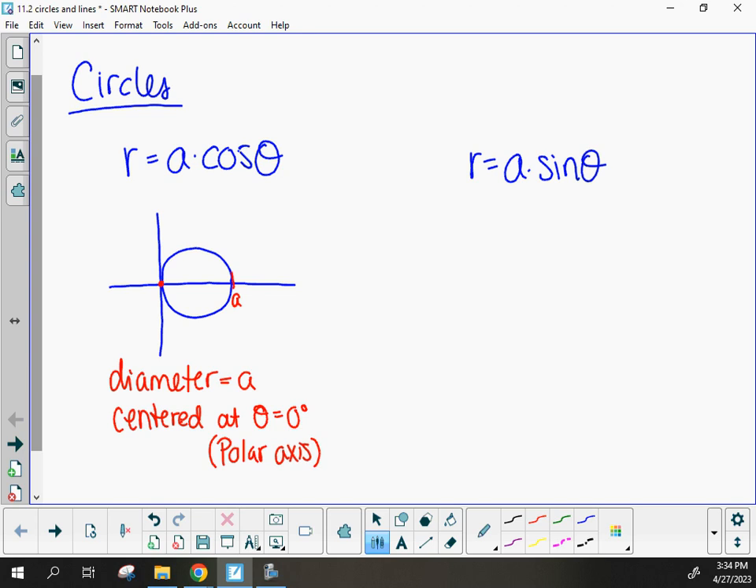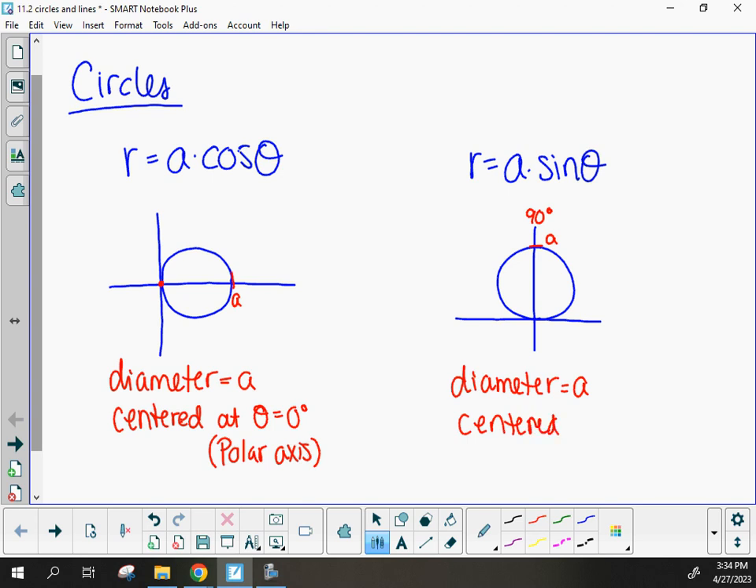The other slight variation here would be if we want to sort of turn, it almost feels like turning that circle on its side. Now, it's still a circle, of course, but that would place it here. Still a diameter of a, but now it is centered at, remember this is up here at 90 degrees, so theta equals 90 degrees. So that's really the only thing that's changing here. Diameter is still a, centered sort of around or at theta equals 90 degrees.